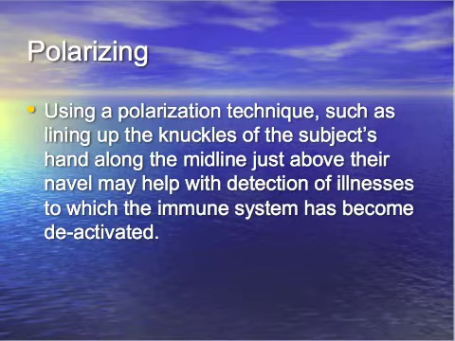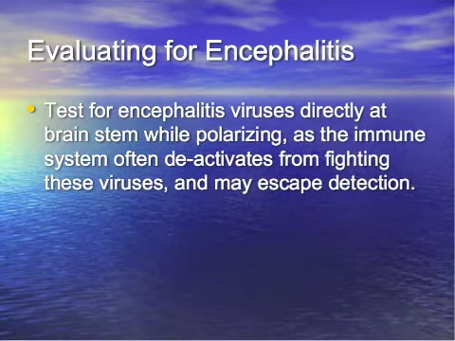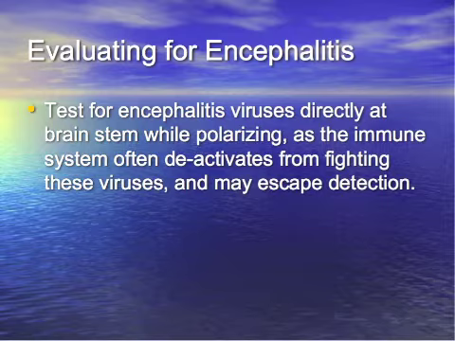Polarizing. Using a polarization technique, such as lining up the knuckles of the subject's hand along the midline, just above their navel, may help with detection of illnesses to which the immune system has become deactivated. Evaluating for encephalitis. Test for encephalitis viruses directly at the brainstem while polarizing, as the immune system often deactivates from fighting these viruses and they may escape detection.